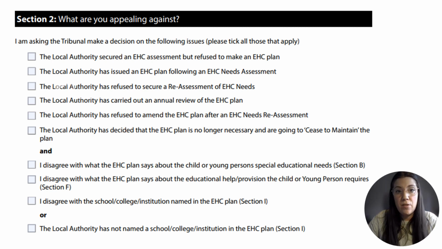So you need to tick the boxes that apply from the first section and the second section, and you can of course tick more than one box. So for example, let's say that you have had a final EHCP following the needs assessment, but you are unhappy with the special educational needs, the special educational provision and the educational placement, so sections B, F and I. You would select that the local authority have issued a final EHCP following a needs assessment, and you disagree with sections B, and you disagree with sections F, and you disagree with section I.